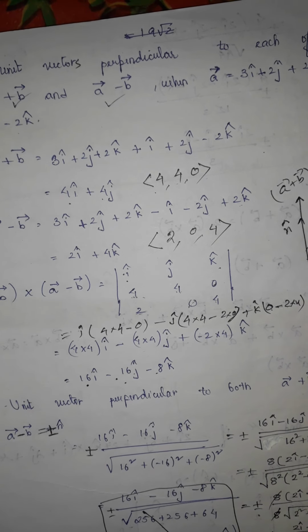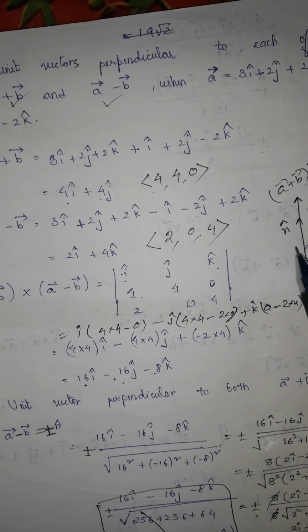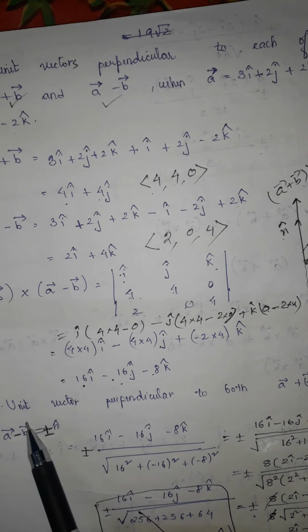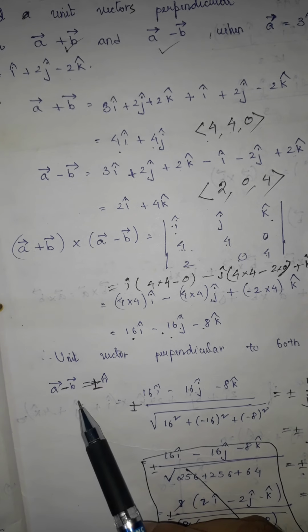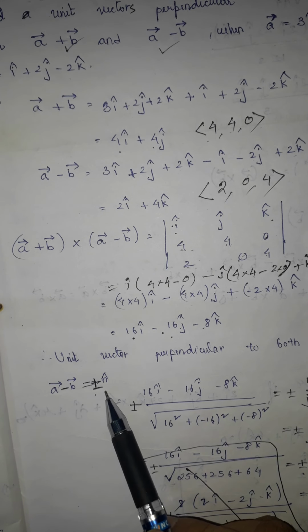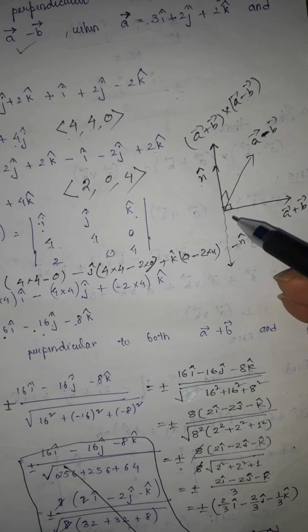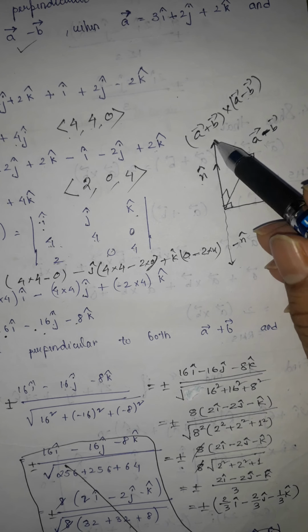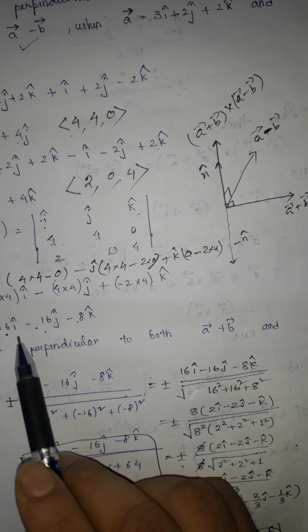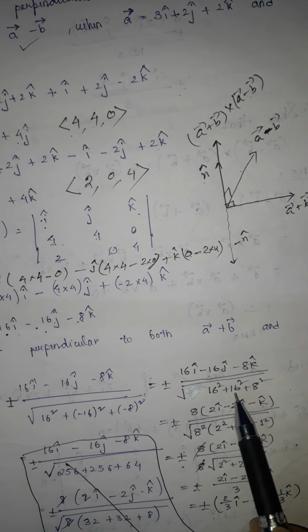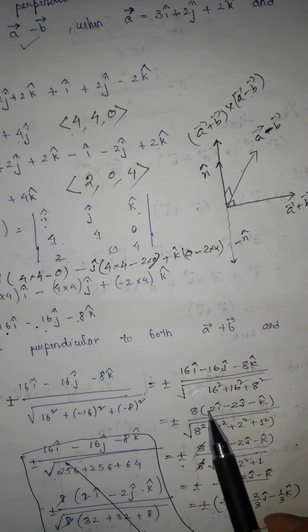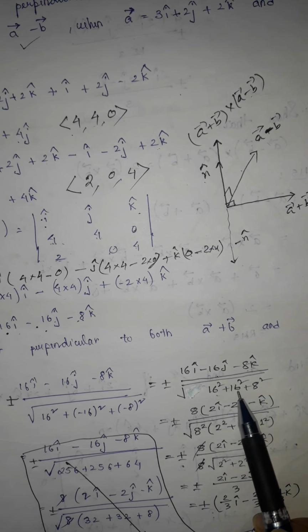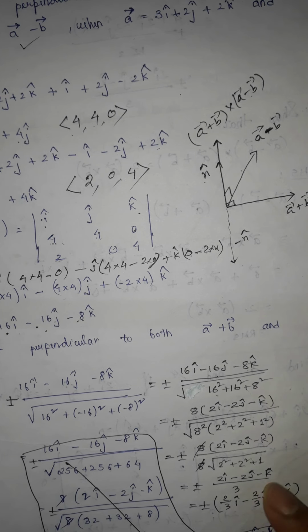Now we'll find n cap and minus n cap. These two are the unit vectors perpendicular to both a plus b and a minus b. Therefore, the unit vector perpendicular to both is equal to plus minus n cap. The unit vector along this vector is the vector divided by its magnitude. So plus minus 16i minus 16j minus 8k divided by its magnitude, root of 16 square plus 16 square plus 8 square.